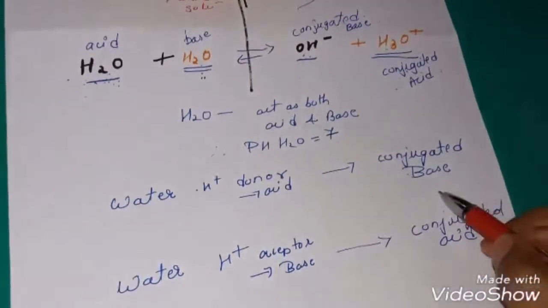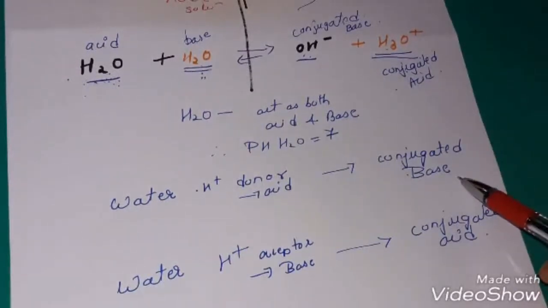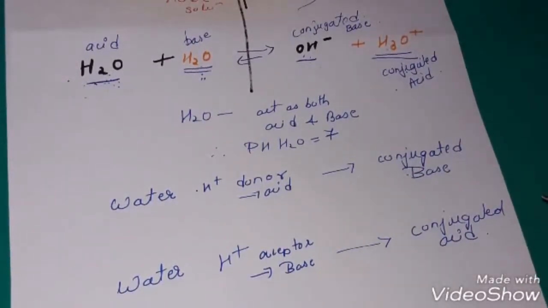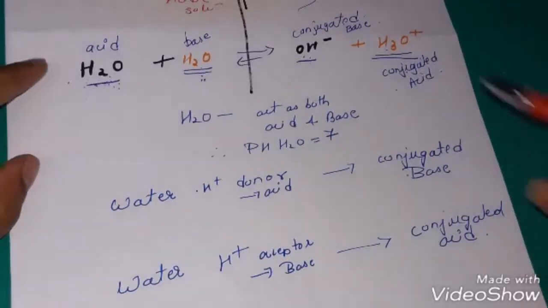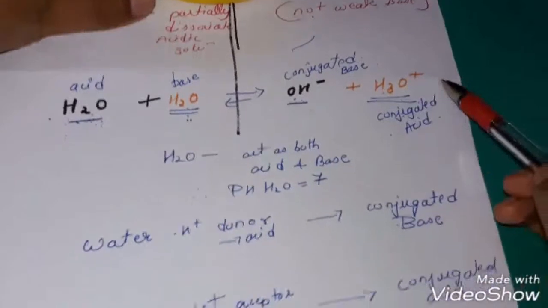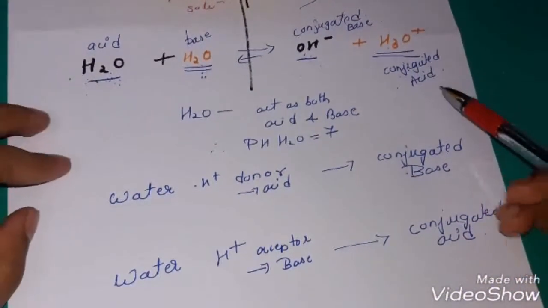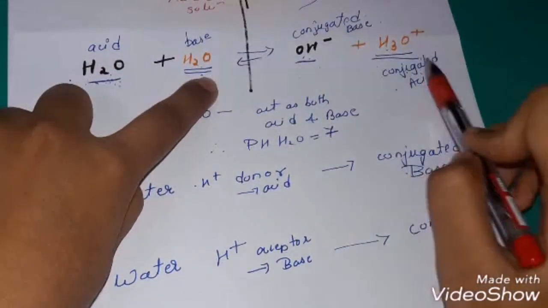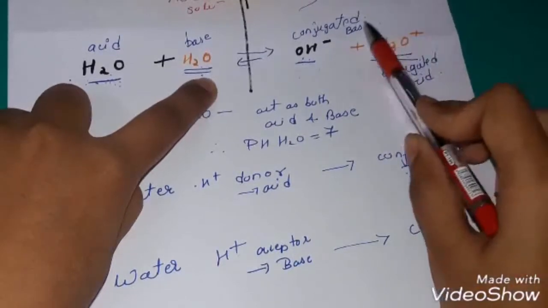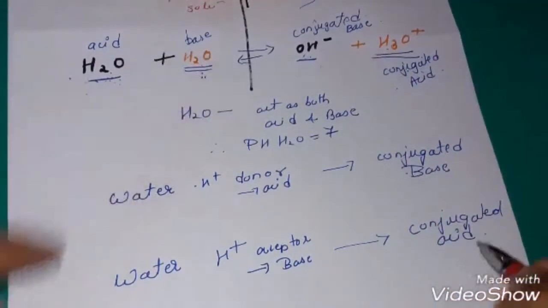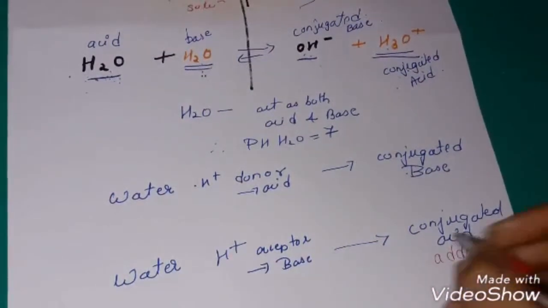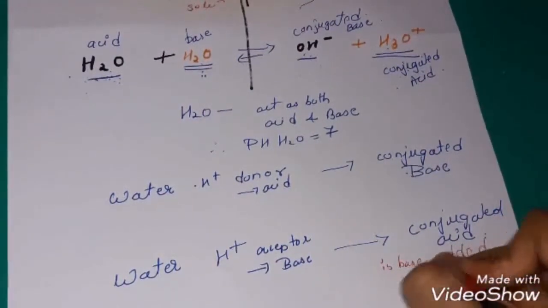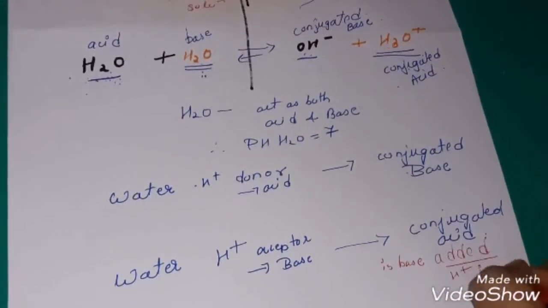Okay, in this reaction, if you have to define what is conjugated acid and conjugated base. So what is conjugated acid? It is basically a base with hydrogen ion added to it. So here we can see this one is the conjugated acid where a hydrogen ion has been added. So you can write it: it is a base with added hydrogen ions to it.